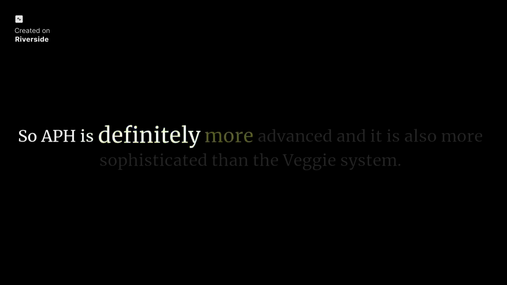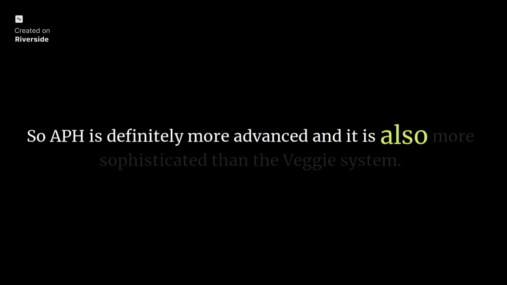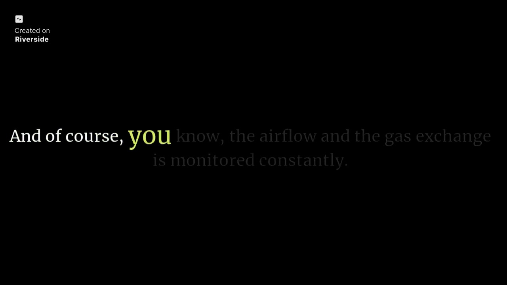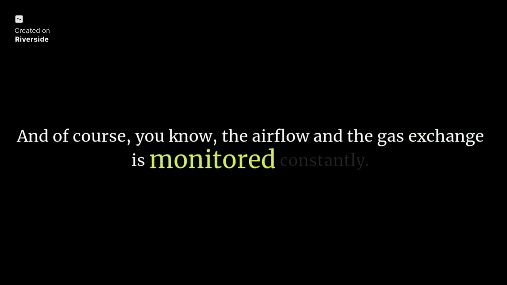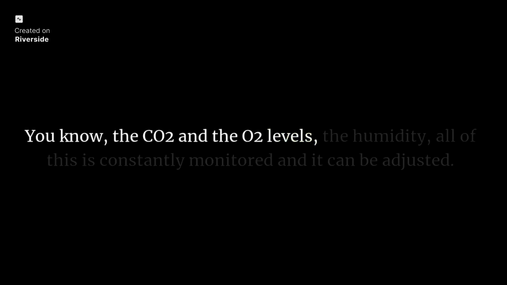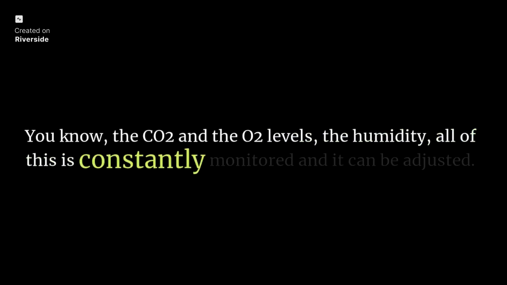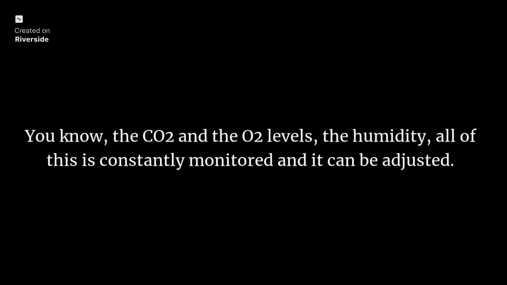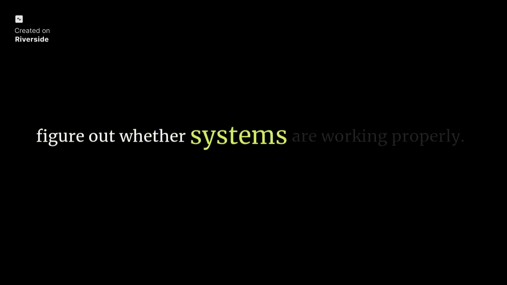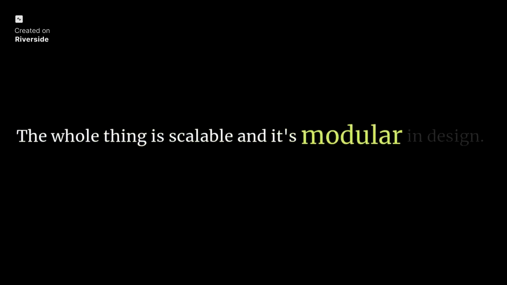So APH is definitely more advanced, and it is also more sophisticated than the Veggie system. And of course, the airflow and the gas exchange is monitored constantly. The CO2 and the O2 levels, the humidity, all of this is constantly monitored, and it can be adjusted. The real-time imaging and data collection helps to figure out whether systems are working properly. And it's done through sensors and cameras, all that good stuff. And it's scalable. The whole thing is scalable, and it's modular in design.